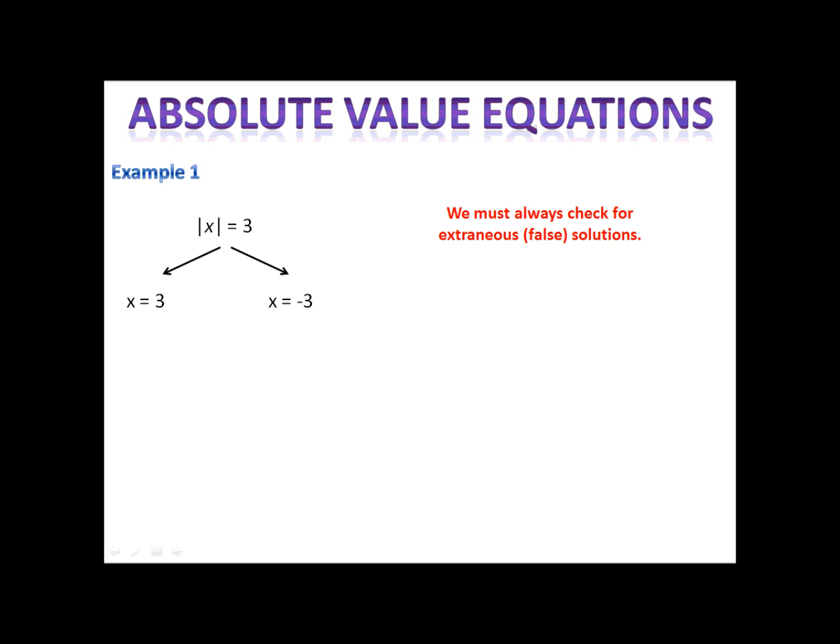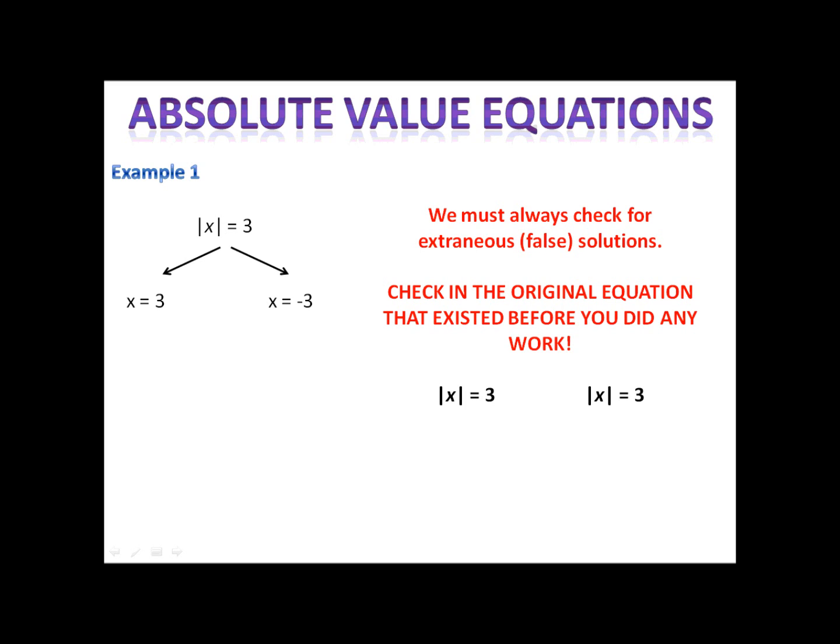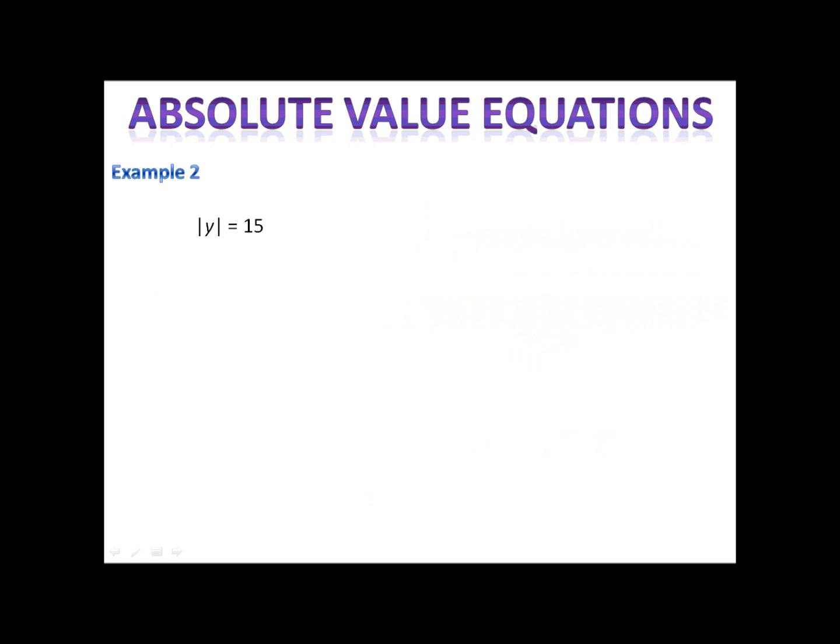Now, we always have to check to make sure we don't have a false solution or an extraneous solution. We use the original equation that they gave us before we did any work. So in this case, we're going to take the absolute value of x equals 3, plug the numbers into it, and make sure that they work. Because both solutions worked, we have x is positive 3 and x is negative 3. This is a very simplistic example to kind of illustrate how you work with these. Example 2 is similarly simplistic. Please pause the video here and then come on back and let's check your work.